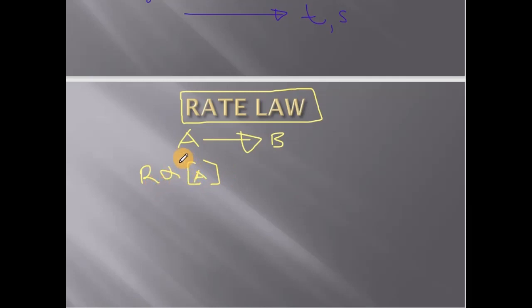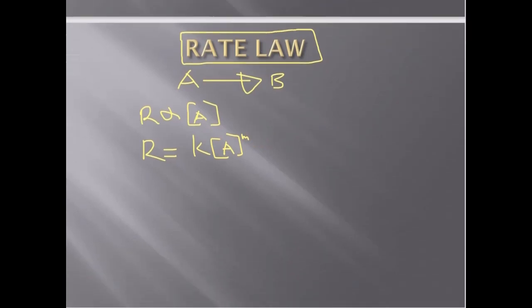So this proportionality sign can be converted to an equation by bringing in a constant called the rate constant, K, with a number up here, which is, let's say, m. This K here is called the rate constant. The A is the concentration of the reactant. Then the m is what we call the reaction order. We are going to explain them one by one and see how each of them affects the rate of a reaction.